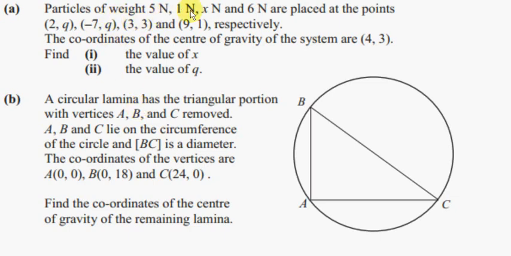Particles of weight 5 Newton, 1 Newton, x newtons and 6 newtons are placed at the points (2q, -7q), (3, 3) and (9, 1) respectively. The coordinates of the centre of gravity of the system are (4, 3). Find the value of x.